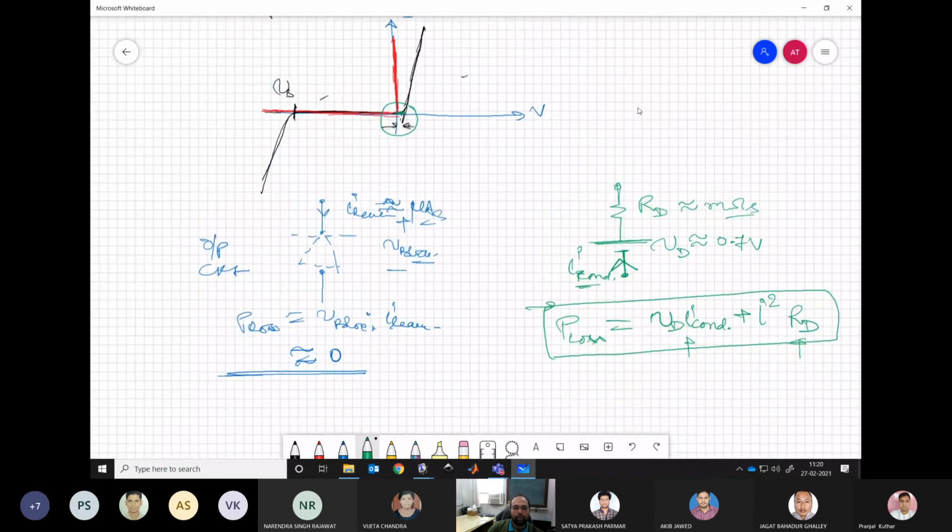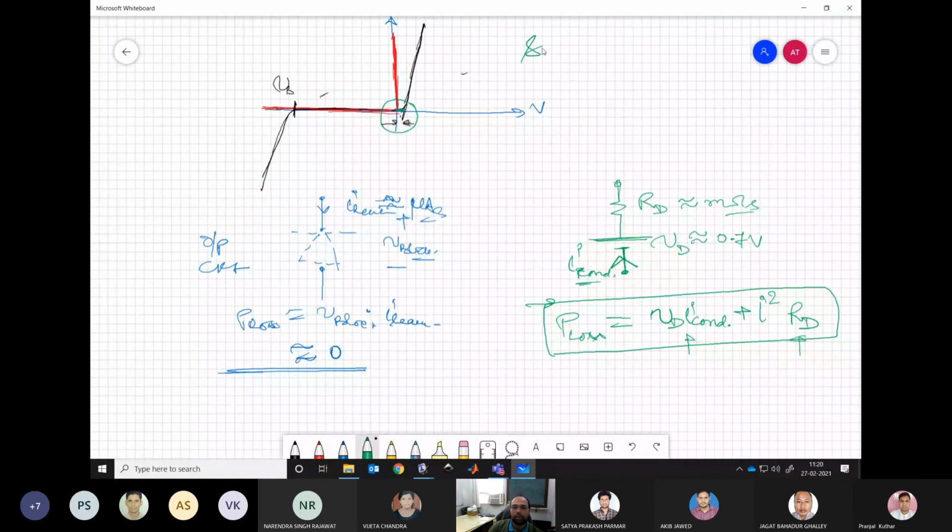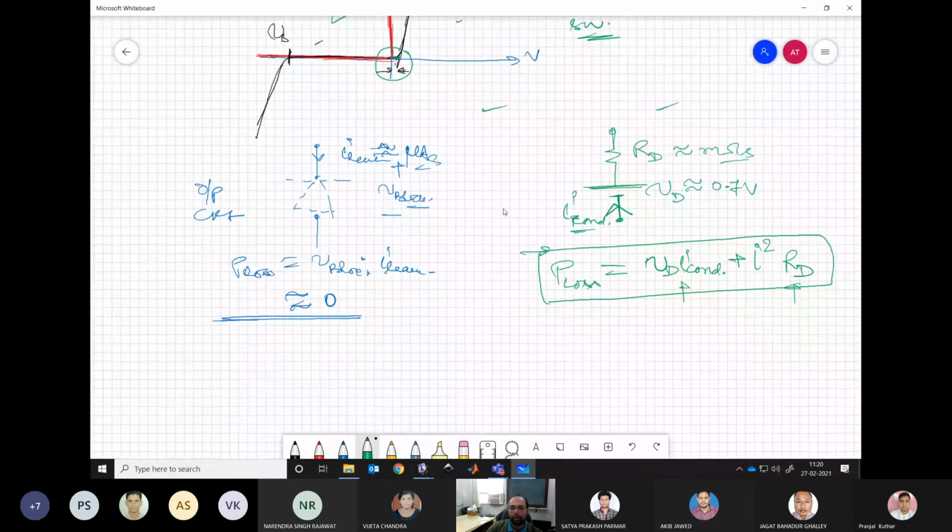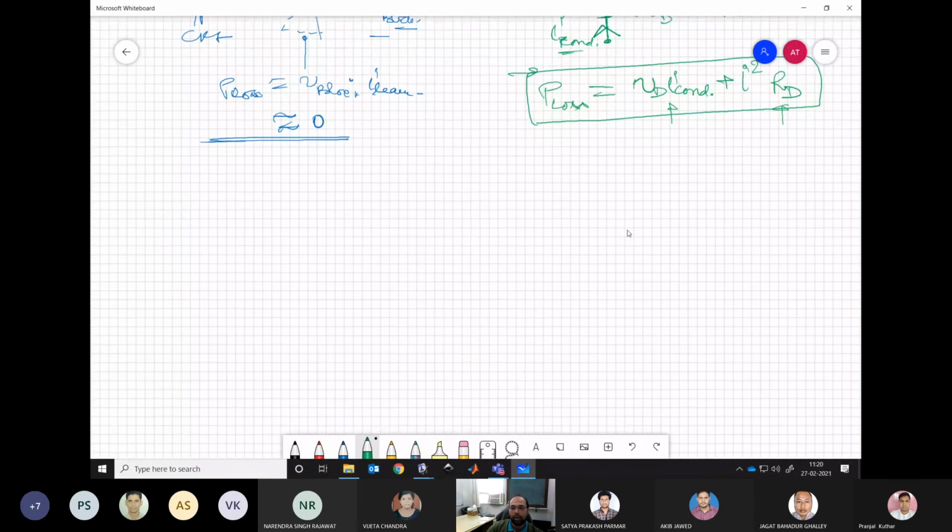So two things we have observed: that it is a single quadrant switch, with this characteristic, and it has conduction loss given by or dictated by these parameters.